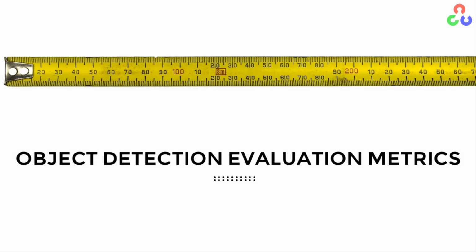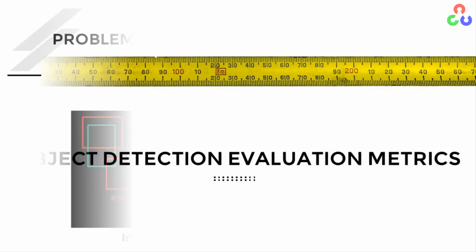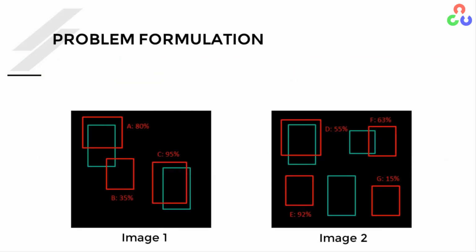In this video, we will see how to evaluate an object detection algorithm. Imagine that we have an annotated validation set, which is shown in green here, and we also have bounding boxes predicted by our object detector, which is shown in red. We should check how well our predicted bounding boxes match the ground truth annotation.